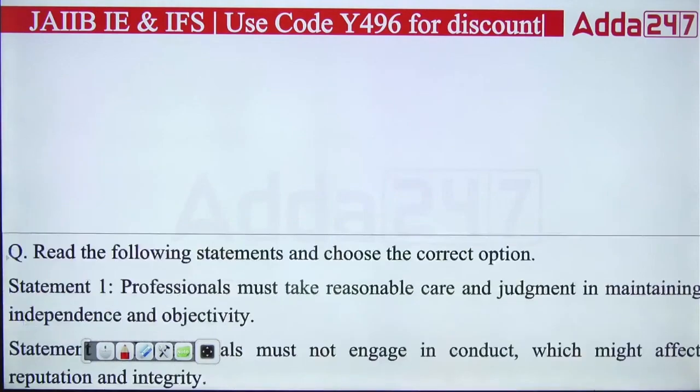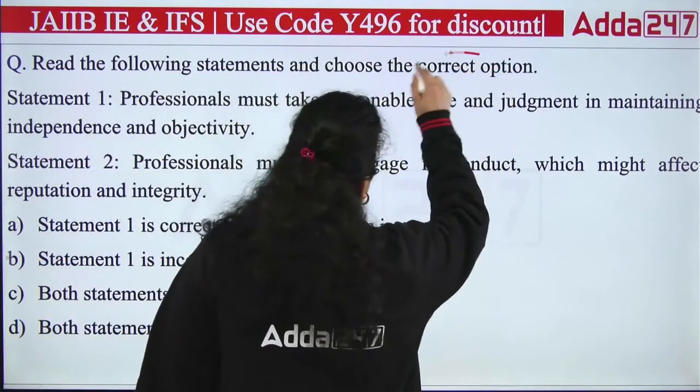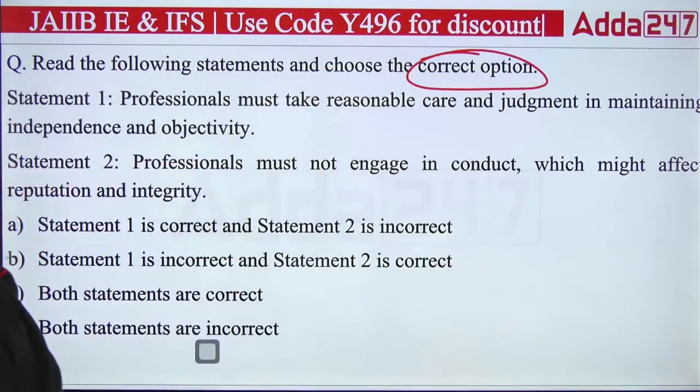Both are incorrect. Next, read the following statements and choose the correct option here. Again, two statements are there. First statement is saying professionals must take reasonable care and judgment in maintaining independence and objectivity. Second is saying professionals must not engage in conduct which might affect reputation and integrity. So what do you think? Which statement is correct here?